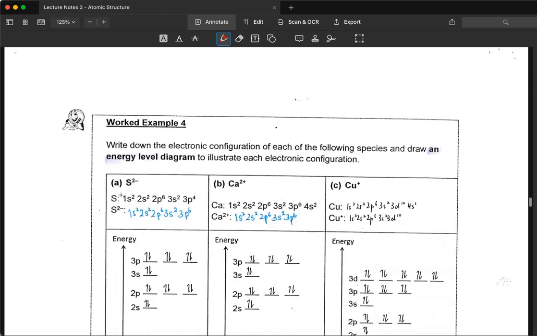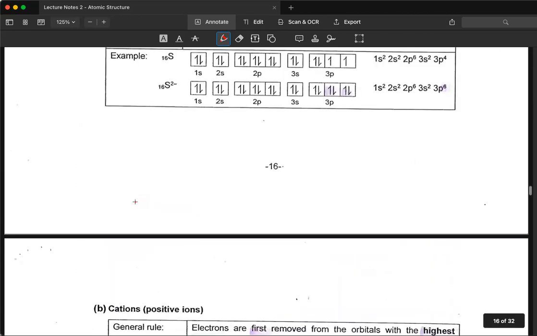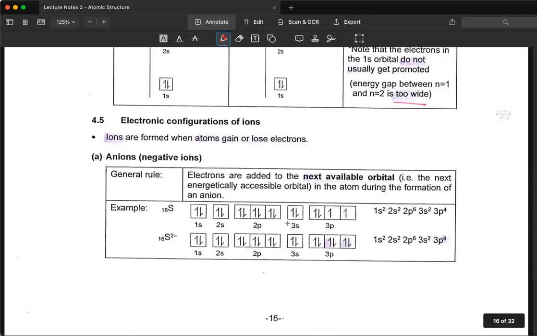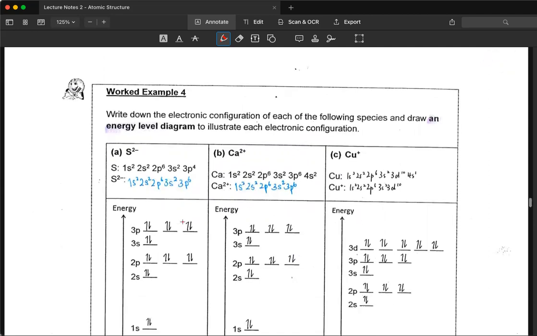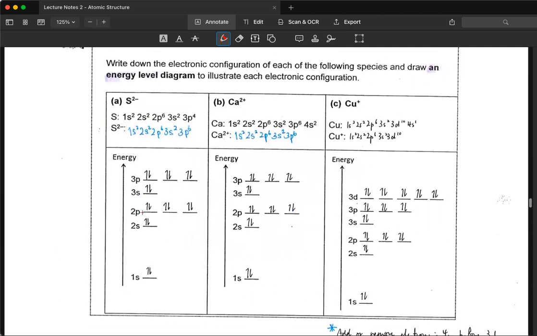So starting with sulfide. When sulfur gains 2 electrons, the electrons are taken into the next available orbital. Okay, so it will be the 3p, correct? Because there is still available space for the 2 electrons to be added to the 3p orbital. And this is the energy level, 1s, 2s, 2p. Take note that 2p and 3p orbitals are degenerate. They have the same energy level. Okay, so draw like that. As for calcium, 4s2, it loses 2 electrons from the 4s orbital, so 3p6.